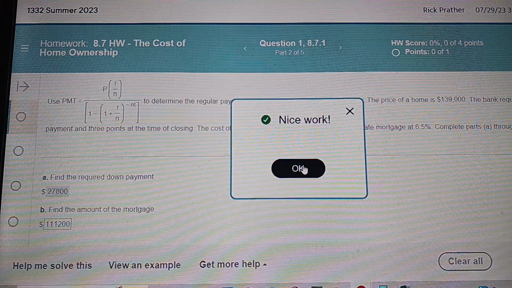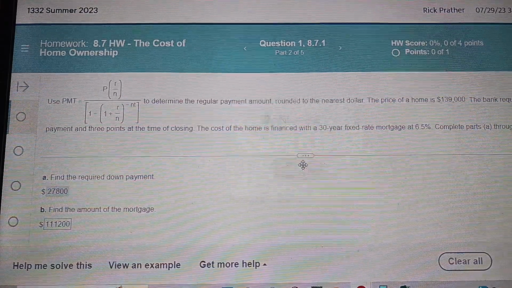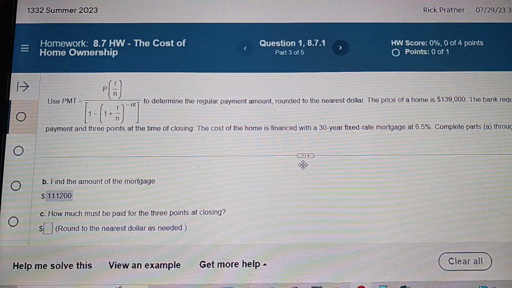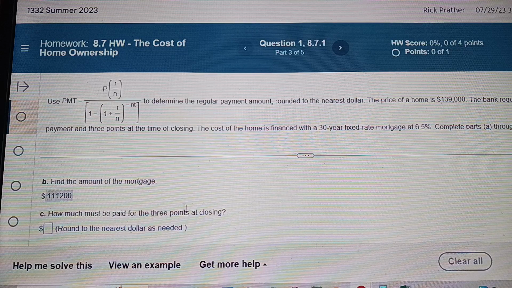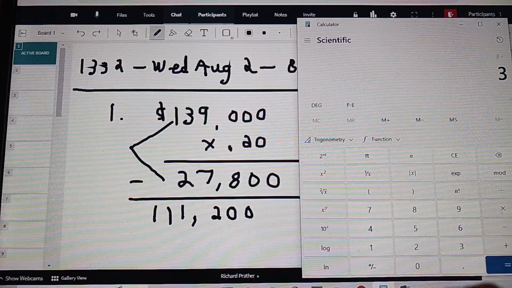So we own almost $28,000 of the home, and we still have about $111,000 left to pay for the next 30 years. How much must be paid for 3 points? Okay, here's another thing. The banks get paid for doing all this. There's a lot of paperwork and legal issues that lawyers need to work out. So this is the price that you have to pay so they can get their money. They call these points in a mortgage. 3 points literally just means 3%.